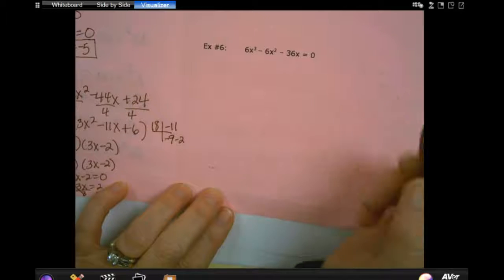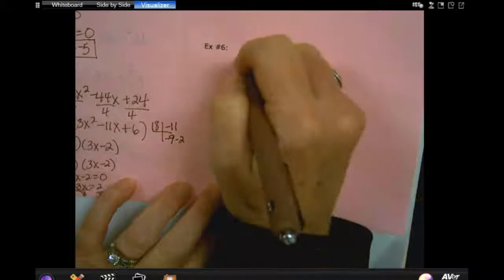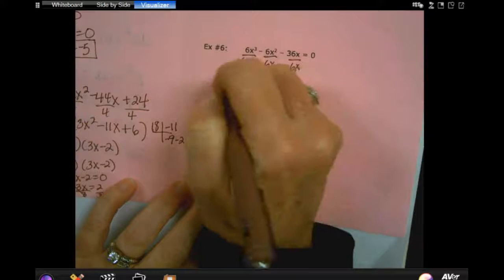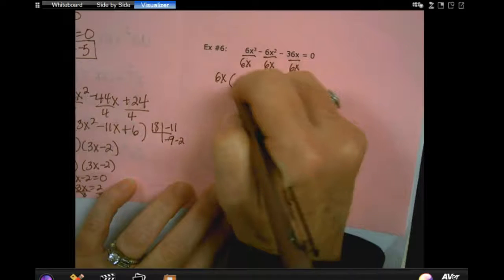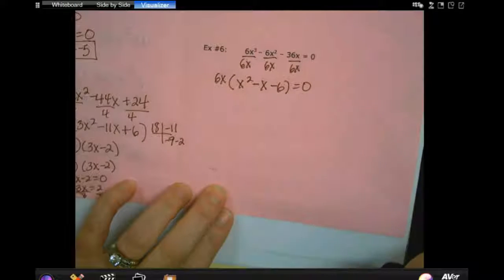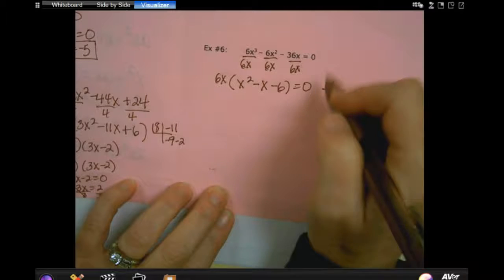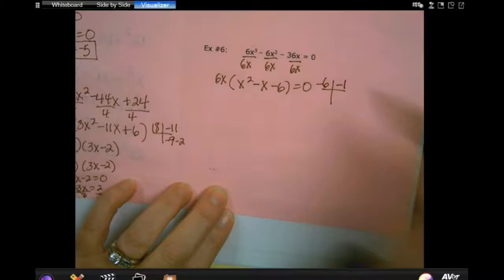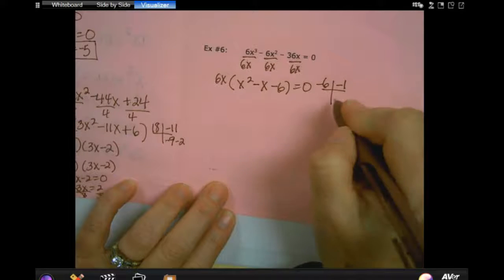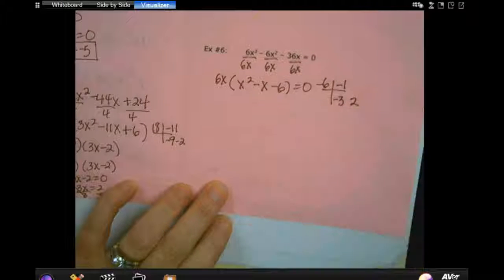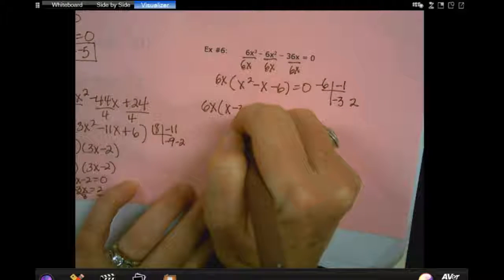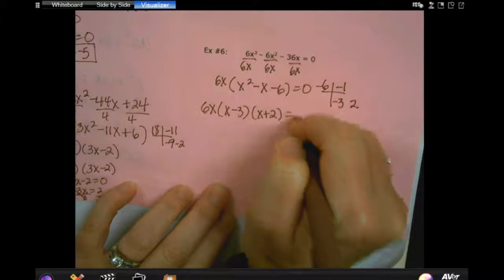What is my greatest common factor on number 6? So if I divide through by 6x, then I get x squared minus x minus 6. So my a times c is negative 6, and my b is negative 1. So what factors am I going to use? So negative 3 and positive 2. So now I have 6x times x minus 3, x plus 2, and it's equal to 0.